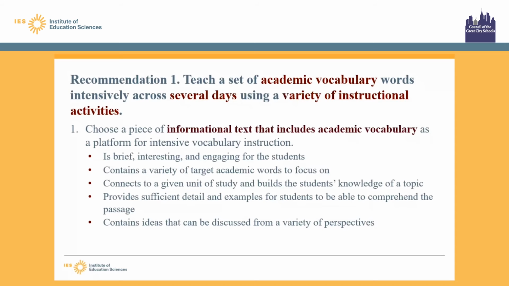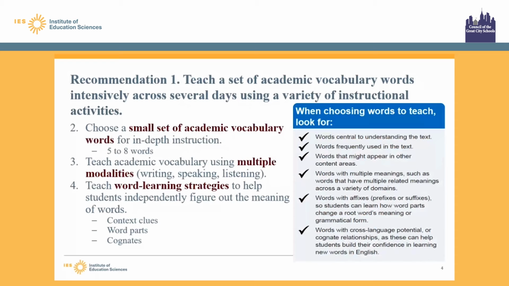The piece should provide sufficient detail and examples for students to be able to comprehend the passage, and it should contain ideas that can be discussed from a variety of perspectives. The second step in implementing recommendation 1 is to choose a small set of vocabulary words for in-depth instruction. Aim for 5 to 8 words to focus on.